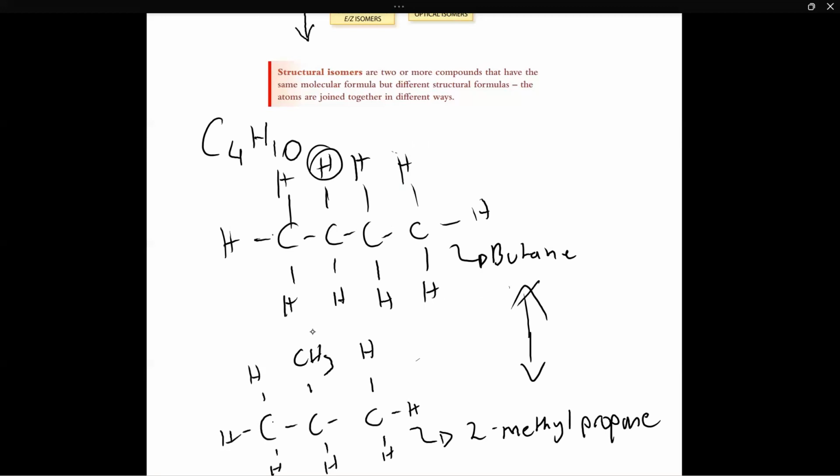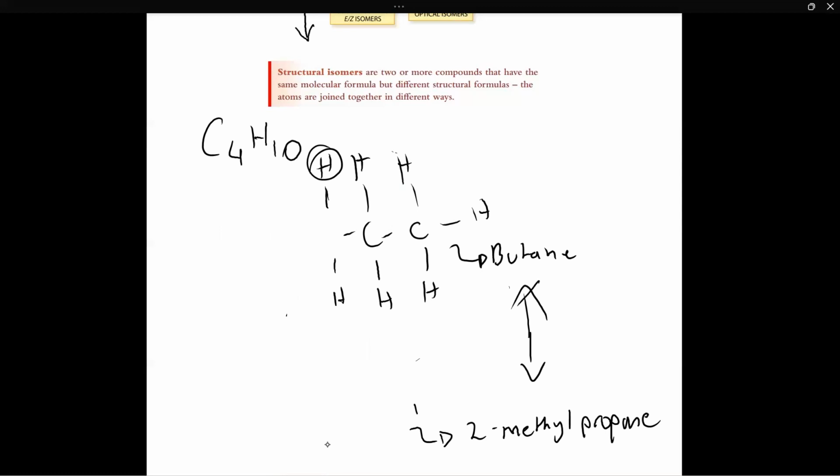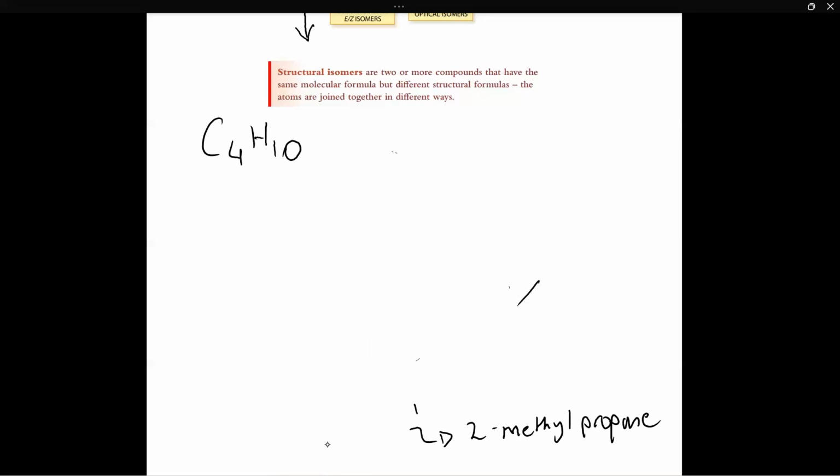I'm going to take another example so you guys understand what I'm doing over here. I am going to take the example of C5H12. Okay, I'm just going to erase this so that I have some more space. All right. Now I'm going to draw C5H12.